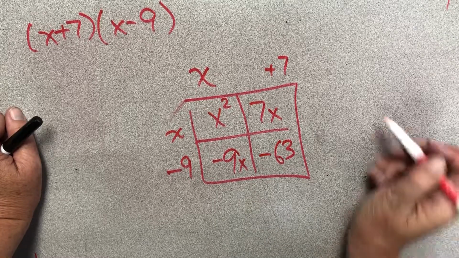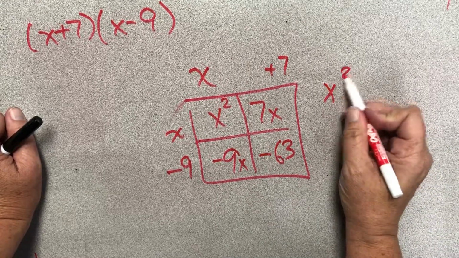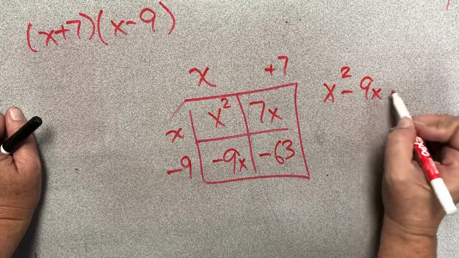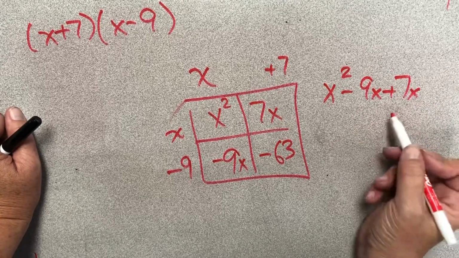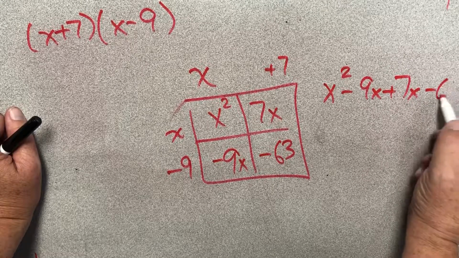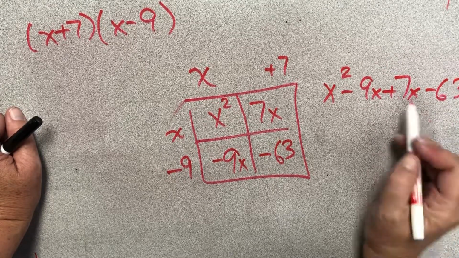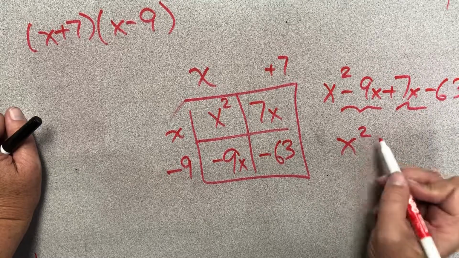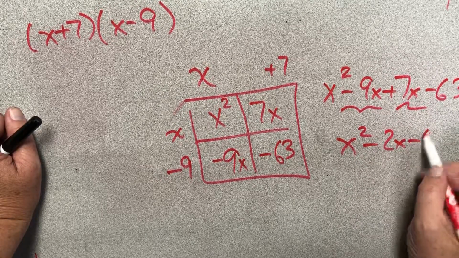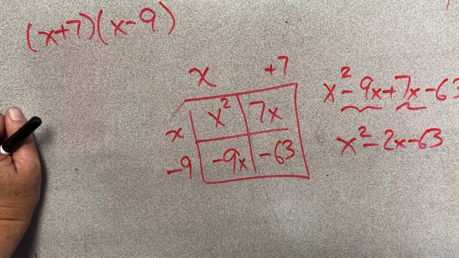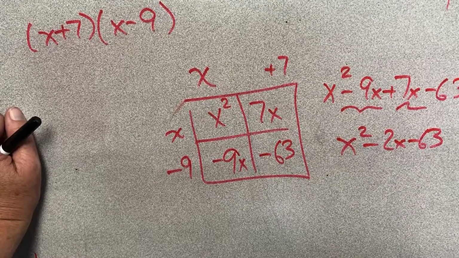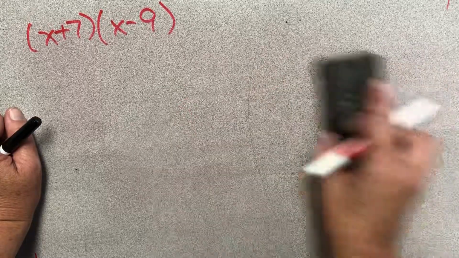So take all 4 items out of the box. x squared minus 9x plus 7x. Now some of you can do that in your head, but I would still like you to take both terms out and show me. Minus 63. Combine these two. x squared minus 2x minus 63. And hopefully that's what we got on top also. Okay, and I'm going to let you try the last one on your own. The next video will show us page 3, which will set you up for what you need to do your homework.